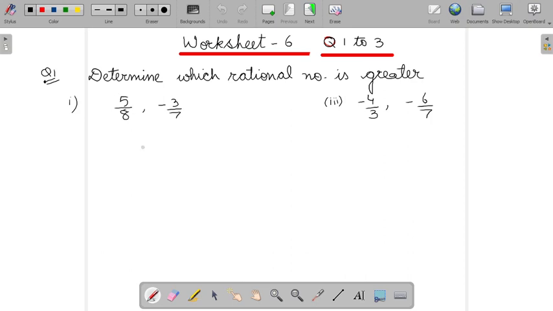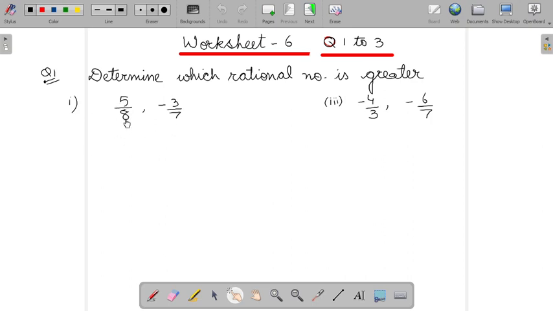The first thing you have to remember while finding out which rational number is greater is that the negative sign should not be in the denominator. If a negative sign is in the denominator, then you will shift it to the upper side. So the denominator should always be positive. Now we will see the question.